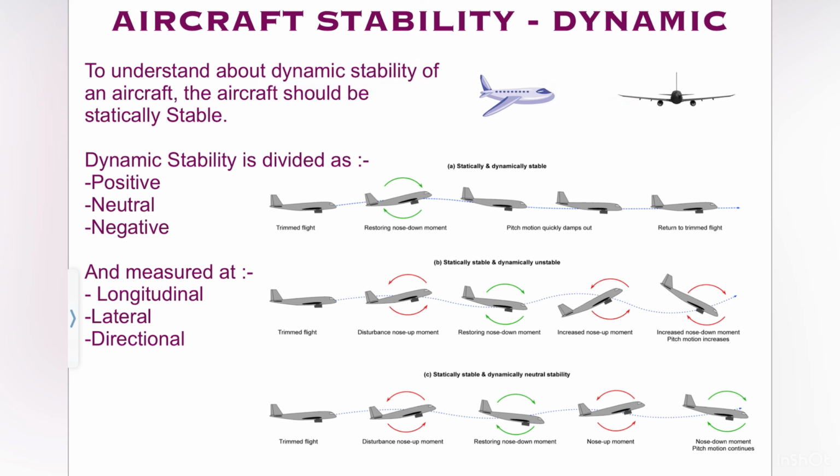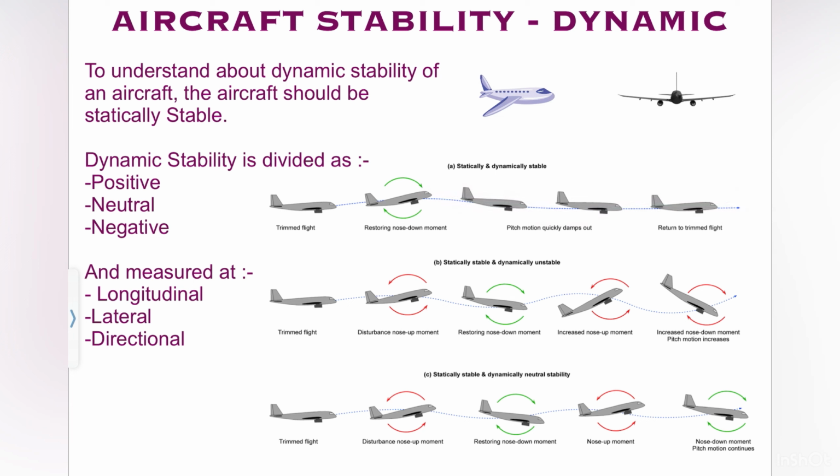Dynamic stability is further divided into positive, neutral and negative. As you can see in the first figure, the aircraft is in trimmed, straight and level flight, and due to some gust of wind, the nose pitches up and then it comes back to its original state. So the aircraft is statically and dynamically stable. That means it comes back to its original state and continues on its trajectory.